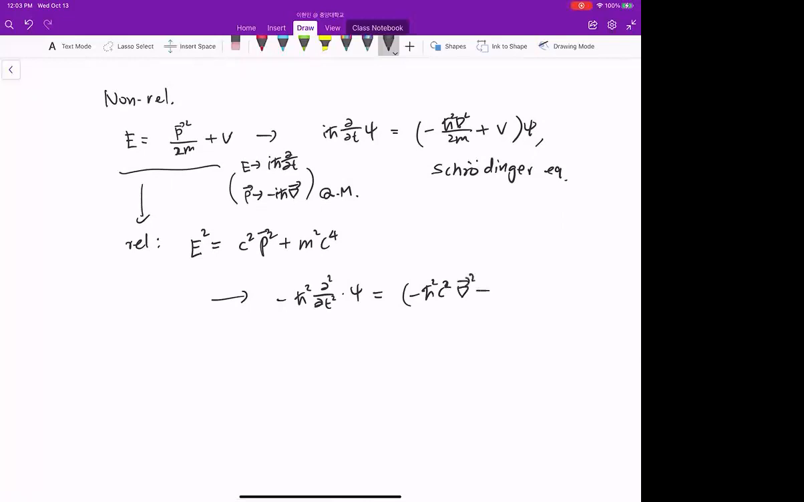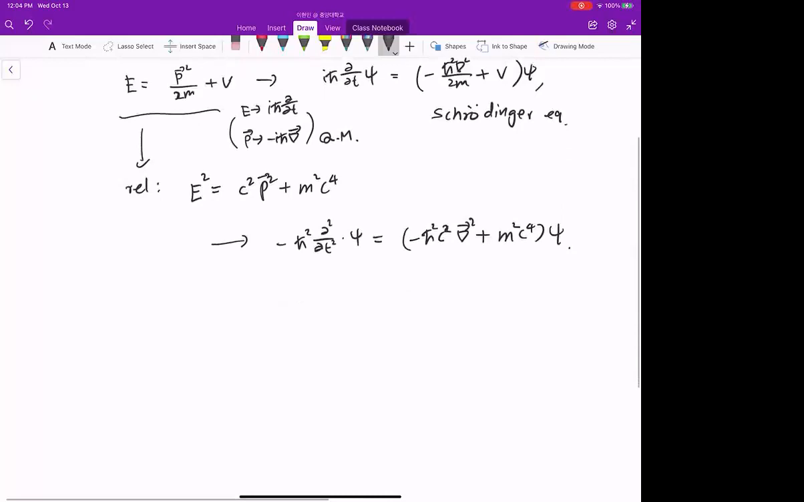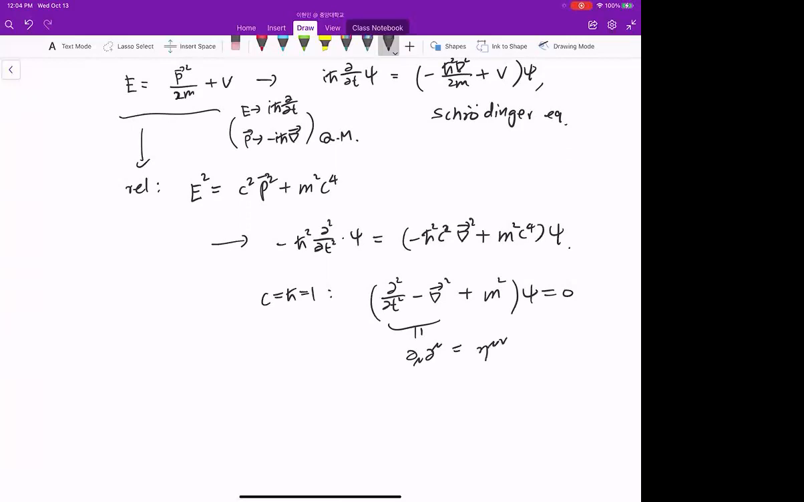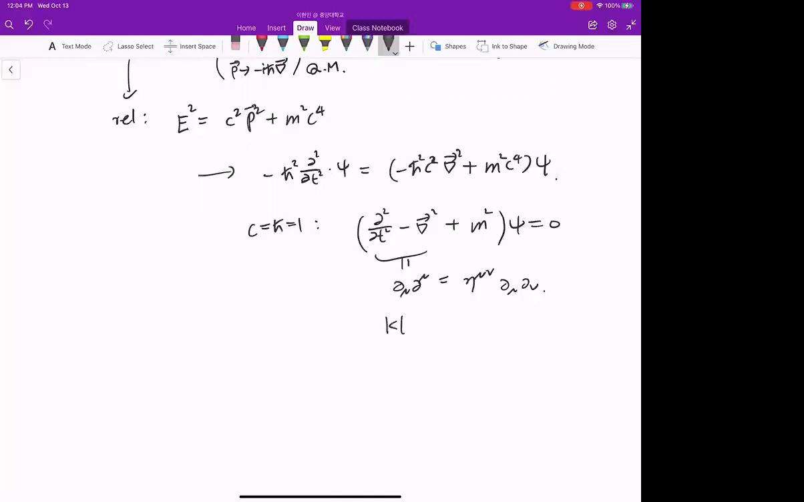So this is the thing about the Klein-Gordon equation. Let's say c equal to h-bar equal to one. Then you can get the thing about the round mu, which is the eta mu. So this is a four-dimensional d'Alembert equation. So this is the Klein-Gordon equation.